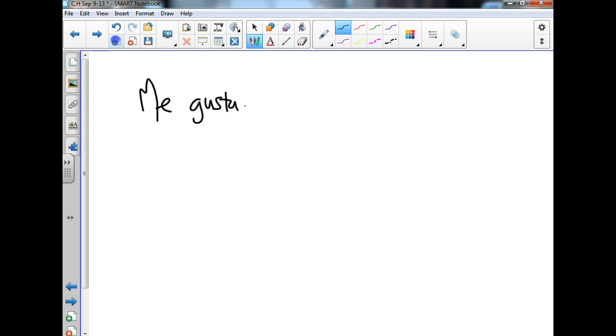Me gusta means I like. However, when it becomes more than one thing, now you have to use your plural form. And this is where it's useful to know what these expressions actually mean. Me gusta actually means something pleases me. Gustan, this is your plural form, this -an, you might remember it from conjugating verbs. This means things please me.